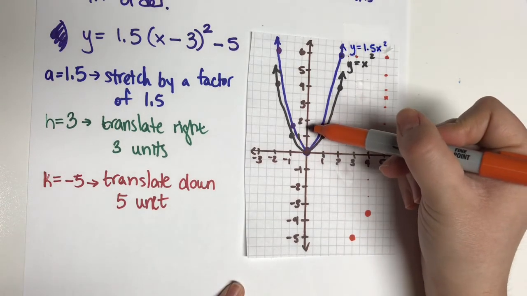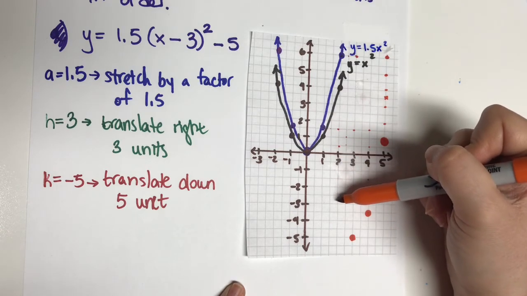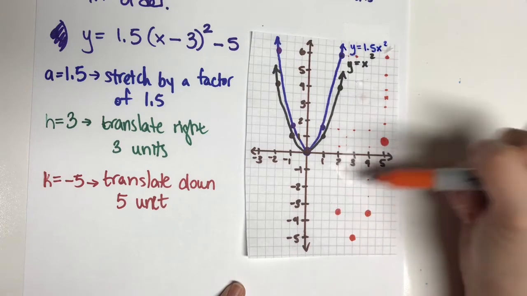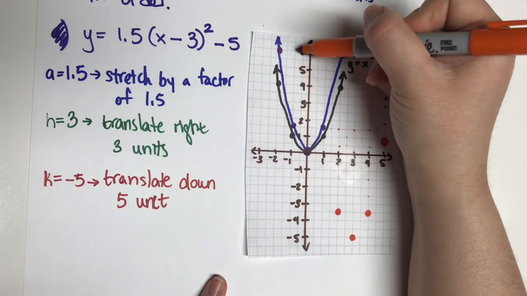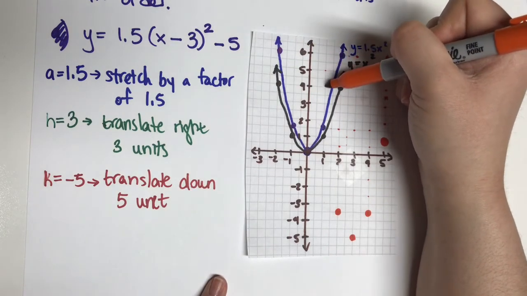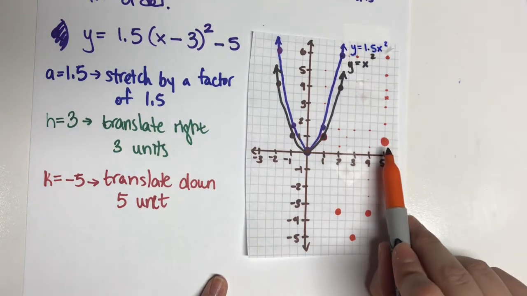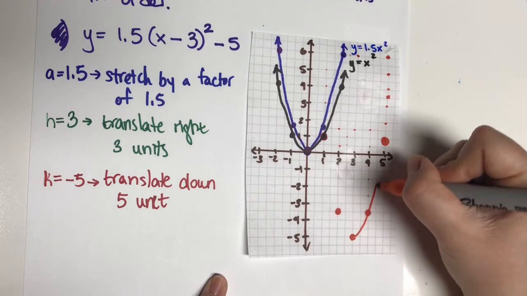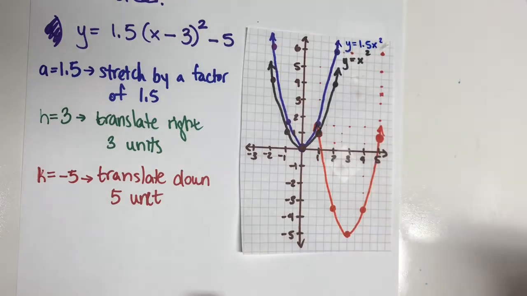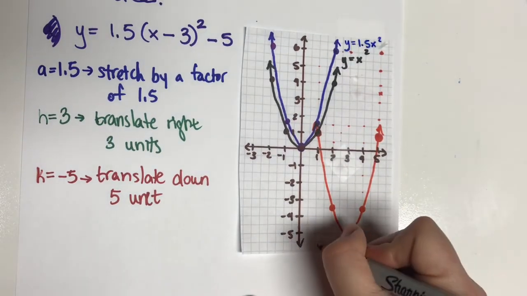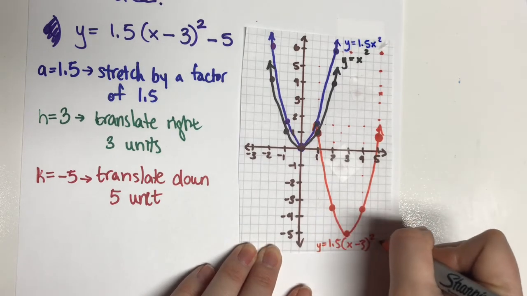Then 1, 2, 3, and 1, 2, 3, 4, 5. And see, I know I'm doing it right because this one ended up symmetrical to the other one. And 1, 2, 3, and 1, 2, 3, 4, 5. This is symmetrical to that one. And that's my transformed graph. I've done all the transformations. So my equation is y equals 1.5 (x minus 3) squared minus 5.